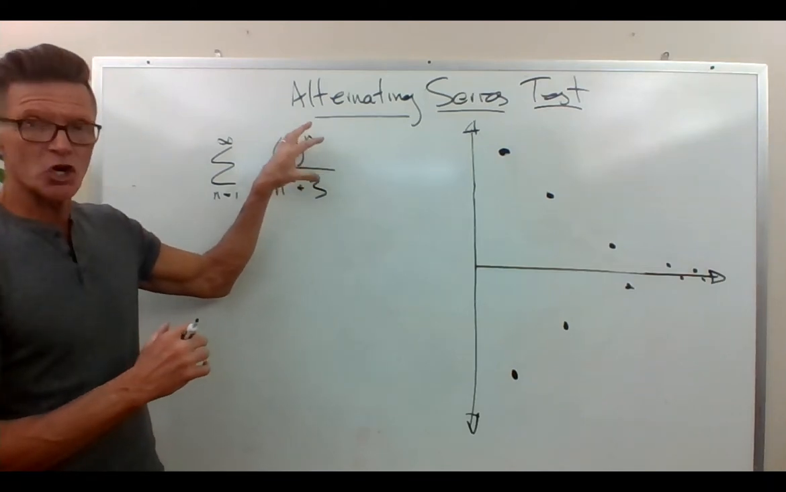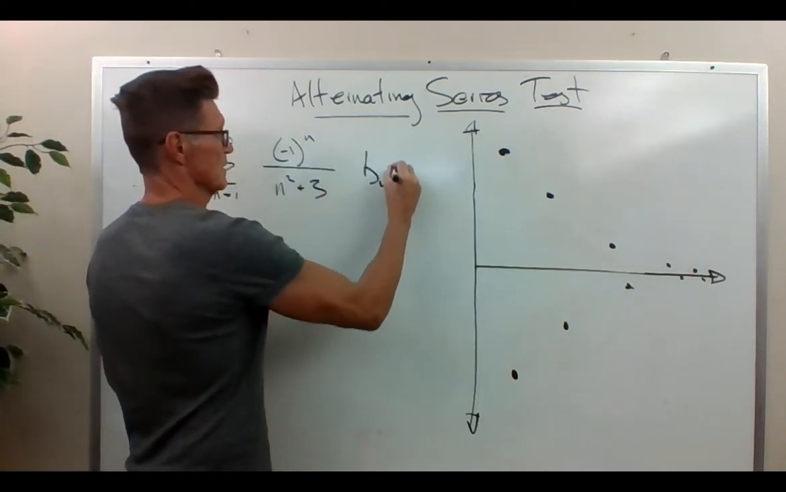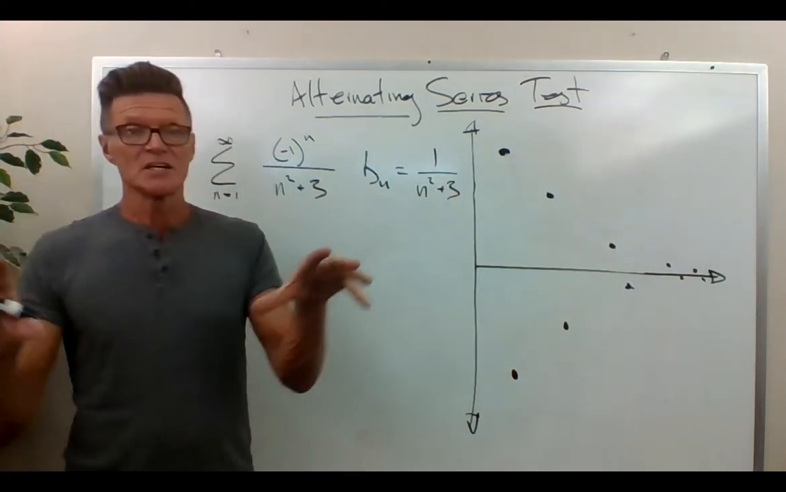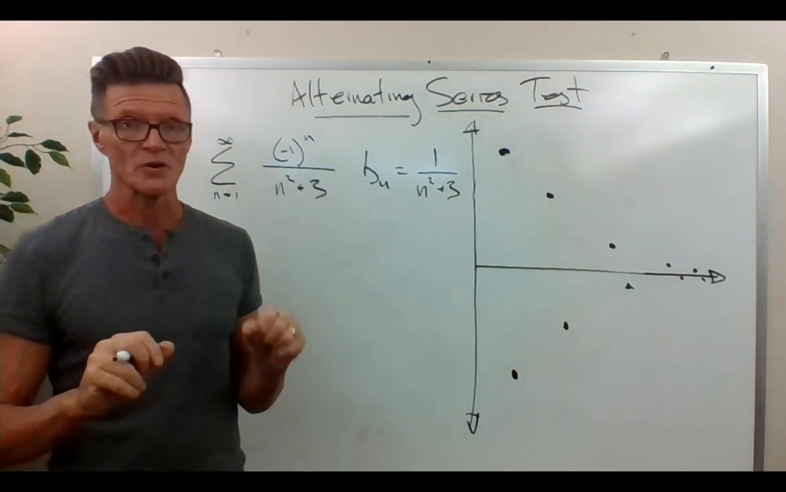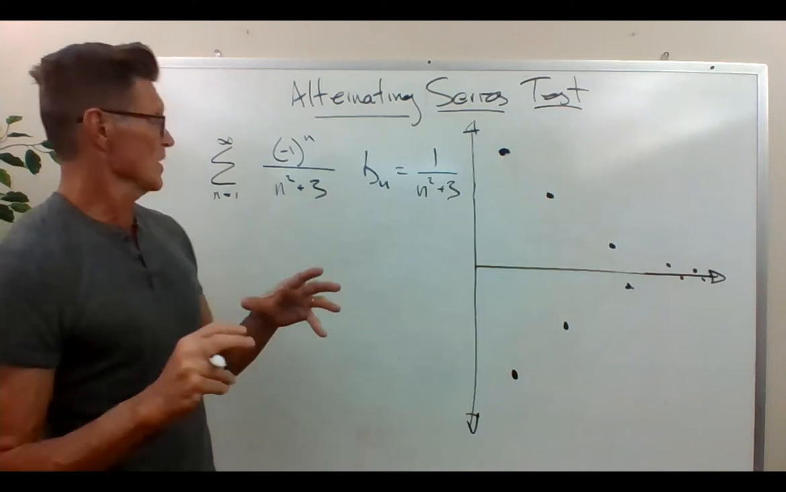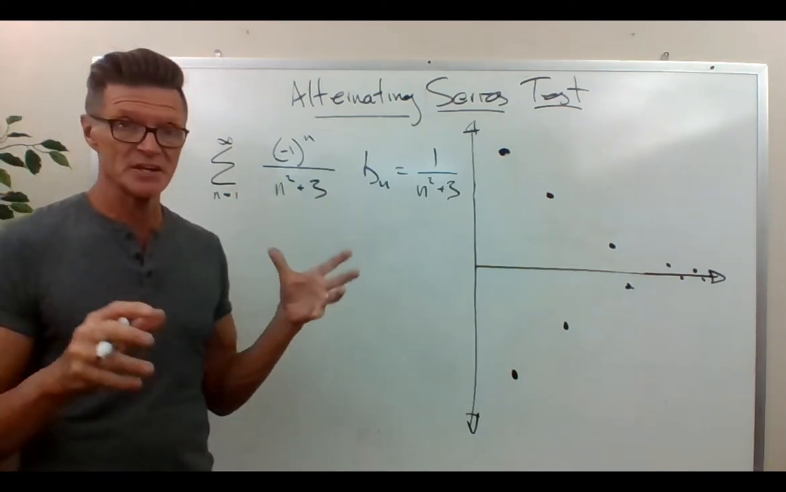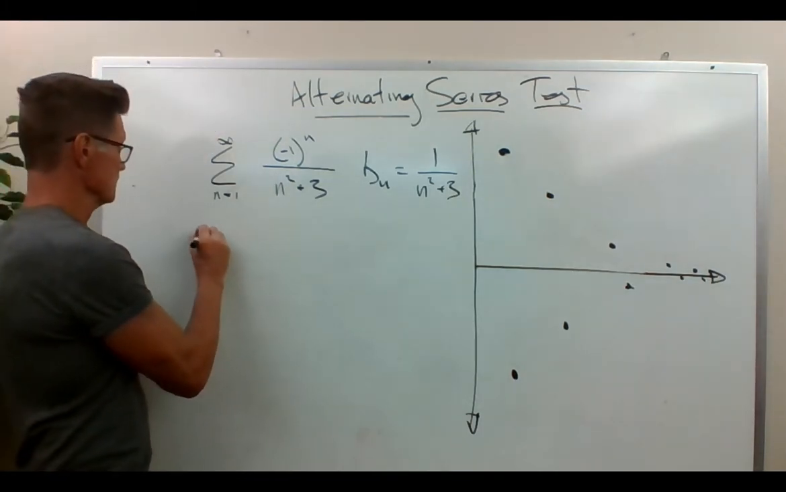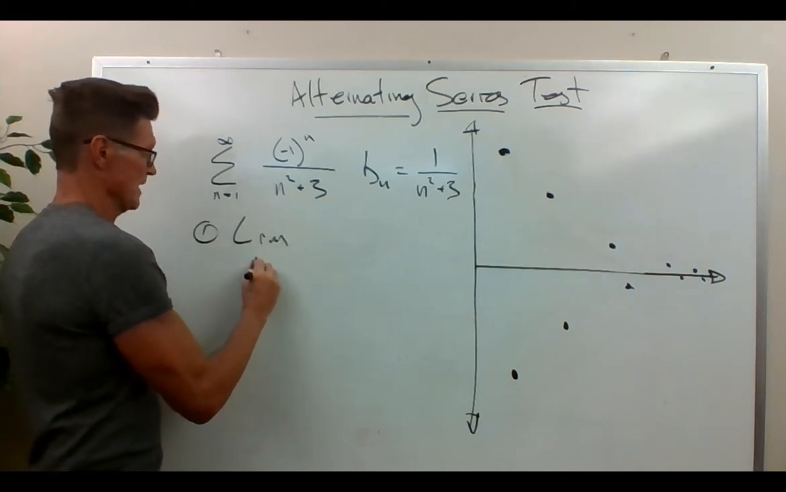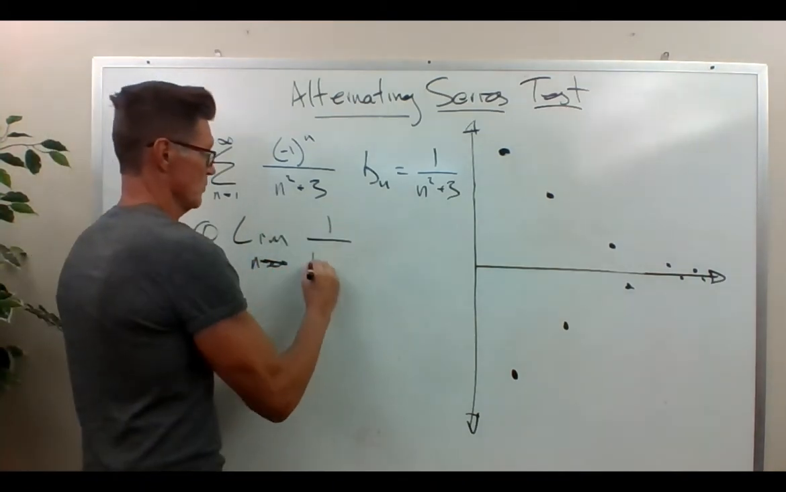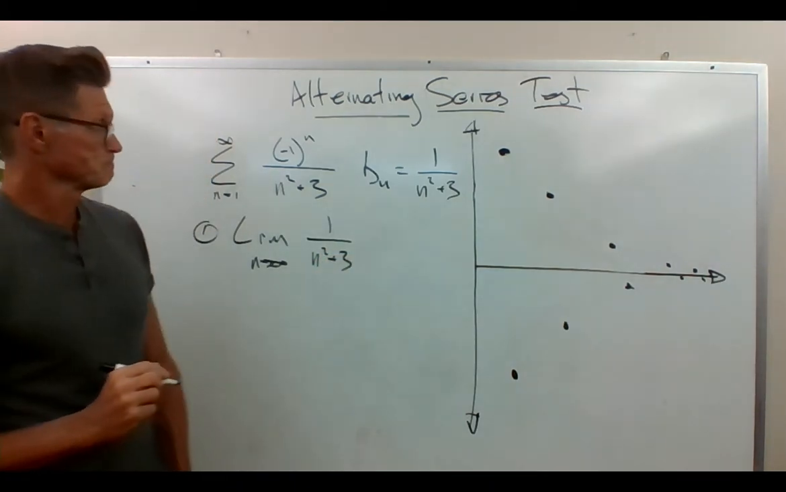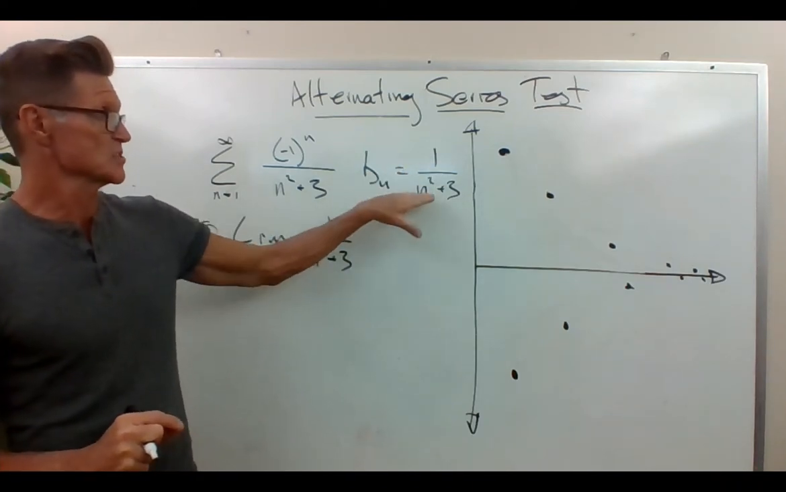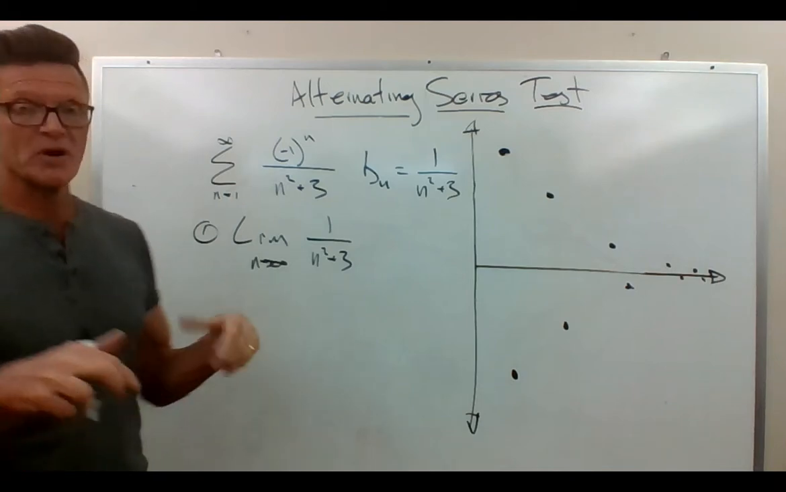So if we just take the alternating part out and we call b sub n 1 over n squared plus 3, let's just see what that series is doing. We want to test the series without the -1 part in it. And so we are going to take the limit. This is the first part. We want to take the limit as n approaches infinity of 1 over n squared plus 3. So in other words, we are finding the limit of the sequence. b sub n is the sequence part of the series, and we want to find the limit of it.